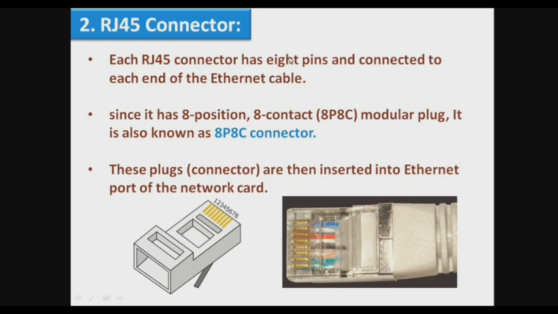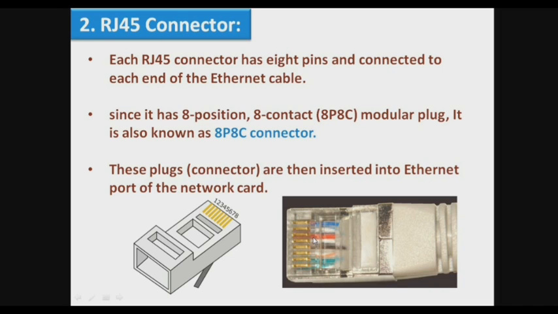The RJ45 connector has 8 pins inside. These pins are used to connect the Ethernet cable. We have already seen that the Ethernet cable, the twisted pair cable, consists of 8 wires. Each and every wire is inserted in one of these 8 pins. Since it has 8 positions and 8 contacts, it is an 8 position, 8 contact modular plug, also known as an 8P8C connector. We will discuss what 8P and 8C mean and how the wires are connected correctly in the next topic.